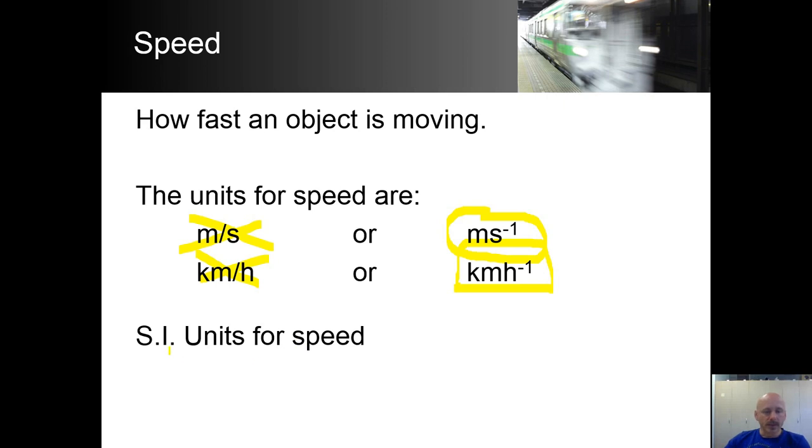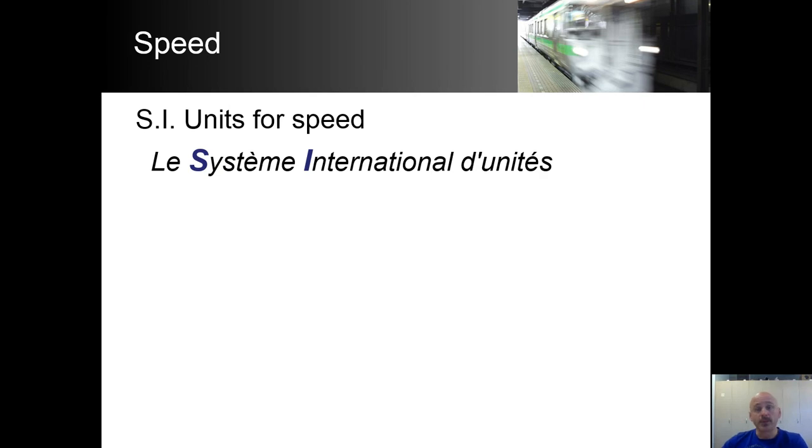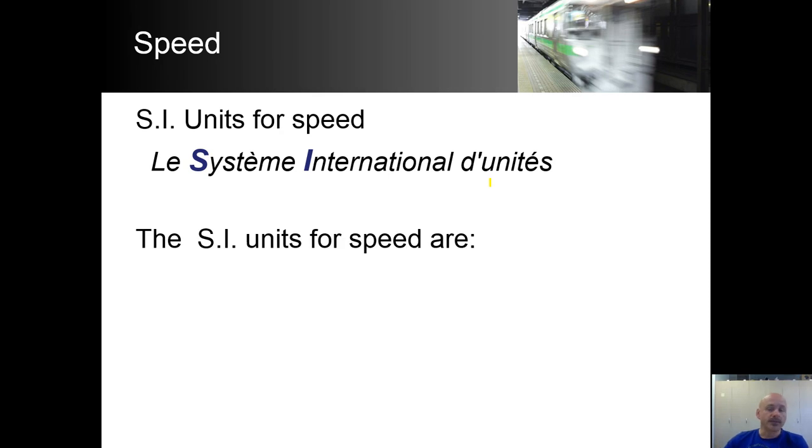SI units for speed. Sometimes you'll see this in your exam or problems, and you wonder what SI is. Well, the French invented the metric system basically, and SI is the international system of units, le système international des unités. Excuse my bad accent, but that's what it is. If you run into SI units in your exam, you can just ignore the SI and concentrate on the units. SI units for speed, of course, are meters per second and kilometers per hour.